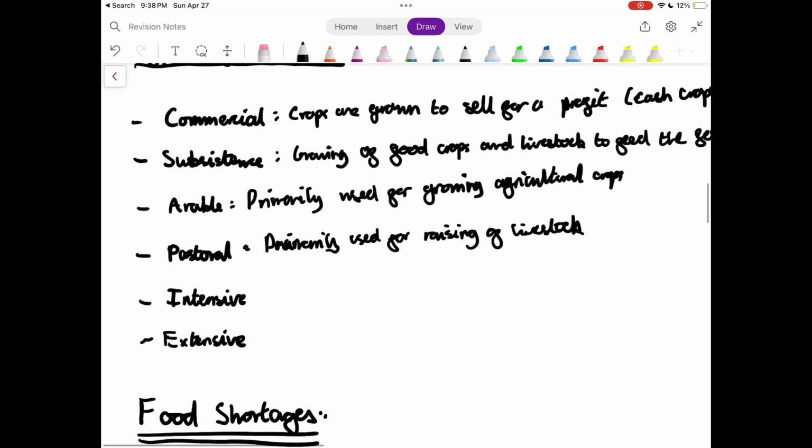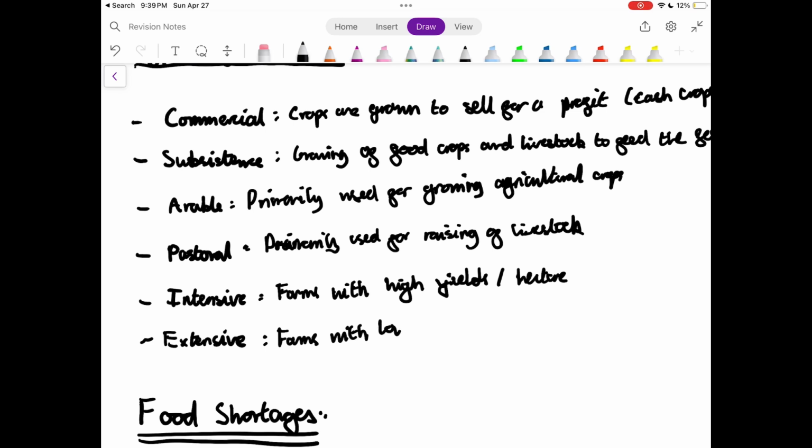Okay, and now we're going to be looking at intensive farming. So intensive farming is farms with high yields per hectare, and extensive farmings are farms with low yields per hectare.